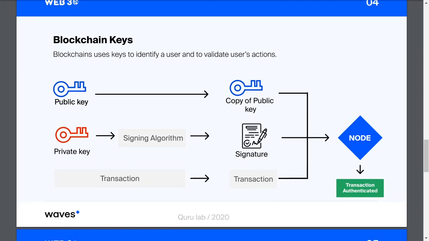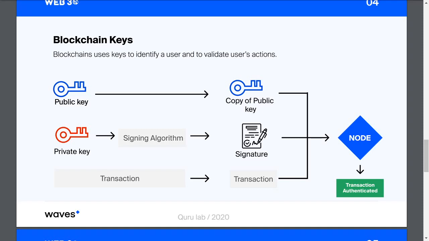Now, earlier on, I discussed how authentication works with Web 2.0. That's the email and password model. But here on the blockchain, it is quite different. It doesn't use an email address or anything that is controlled by a central entity. It uses keys, and the keys here are the public key and the private key. How does it work? The blockchain uses keys to identify a user. Remember, I said your public key is your ID.